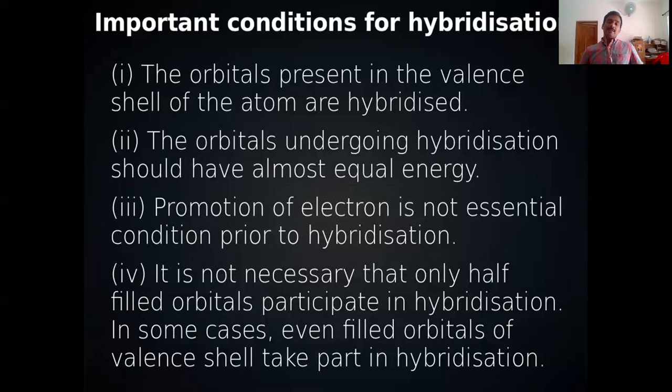Okay, important conditions for hybridization. The orbitals present in the valence shell of the atom are hybridized. Only the orbitals in the valence shell will undergo hybridization. The orbitals undergoing hybridization should have almost equal energy. So 2s and 3p orbitals will not undergo hybridization, but 2s and 2p orbitals can, because they are almost equal in energy.